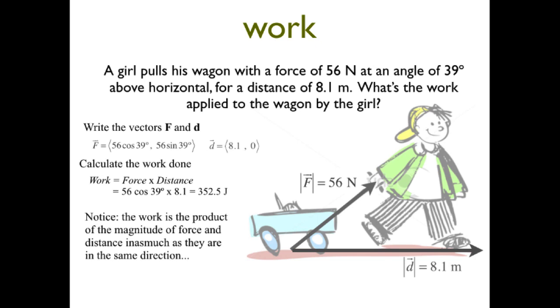So notice that the work is what? It's the product of the magnitudes. So really we multiply 56 times 8.1, but only as much of the 56 as was in the same direction as the 8.1. Do you notice that? We only multiplied as much of the 56 newtons as was in the direction that we moved the wagon. Well, that should ring a bell. What is that? That's the dot product, right? That's exactly what the dot product does. It will take as much of that in the direction of that and multiply them together. That's the dot product.